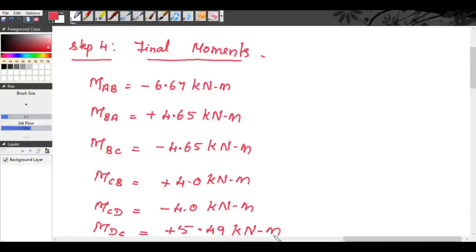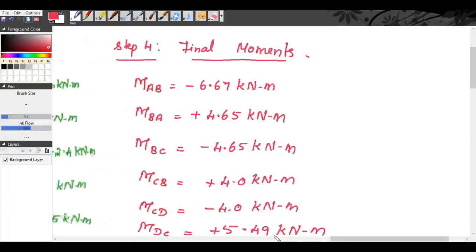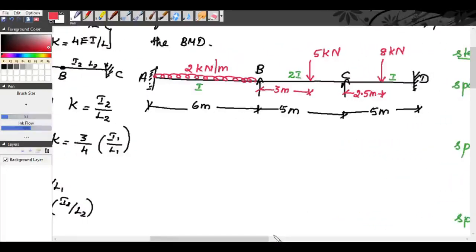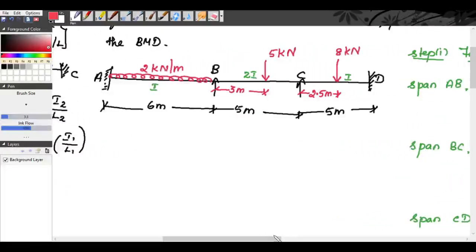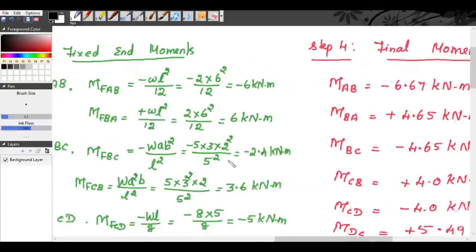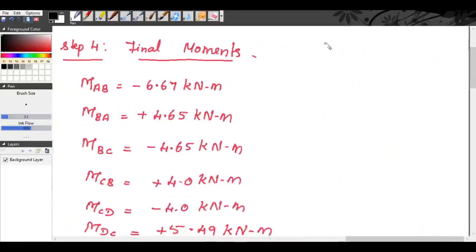Now we will draw our bending moment diagrams. So how will we draw our bending moment diagram? For an indeterminate structure, first of all, we have to draw the simple beam moment diagram. So we will calculate the simple beam moments. So step 5, we will calculate the simple beam moments.